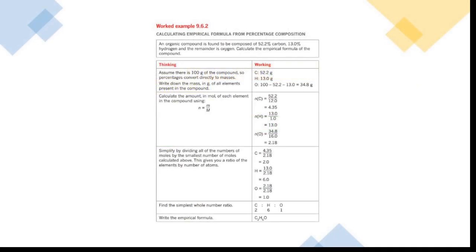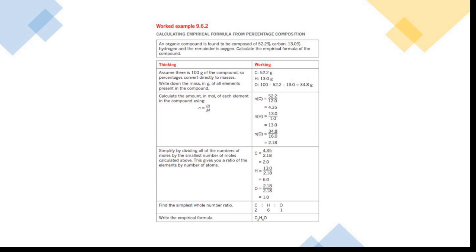If we look at this slide here, it's telling you how to calculate the empirical formula. The example given here is an organic compound found to be composed of 52.2% carbon, 13.0% hydrogen, and the remainder is oxygen. Calculate the empirical formula of the compound. What you need to do here is assume that the total mass of the compound is 100 gram. So the mass of carbon will be 52.2 gram, hydrogen will be 13 gram, and oxygen will be 100 minus 52.2 minus 13, which gives you 34.8 gram.